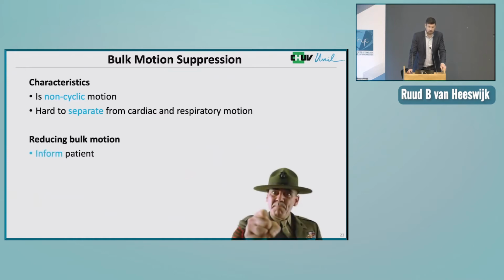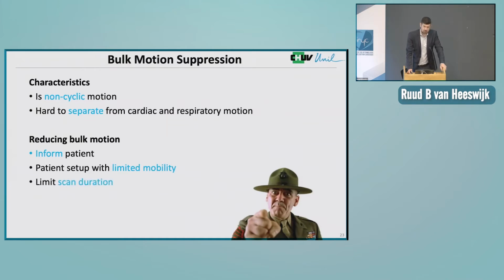So basically, what we do in cardiac MR is to inform the patient, just don't move. And indeed, we limit the mobility, so we strap them in quite tightly and so on. And of course, we just limit the scan duration, so there's less time to move, and we maximize the patient comfort. So that's it about what I wanted to tell about the basics of motion correction.